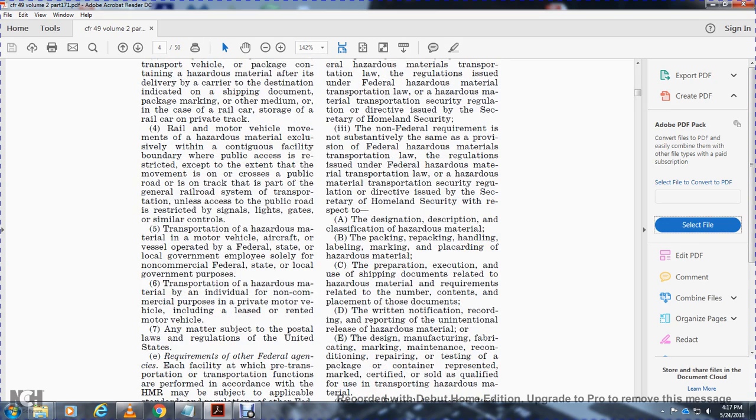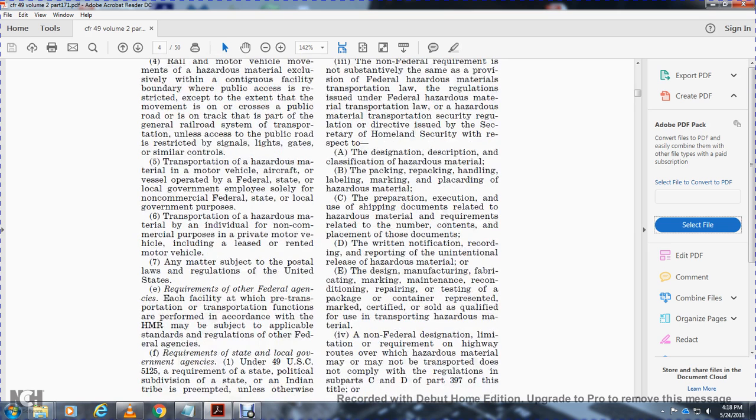Transportation of hazardous material in motor vehicles, aircraft, and vessels operated by federal, state, or local government employees solely for non-commercial federal, state, and local government purposes. The transportation of hazardous material by an individual for non-commercial purposes in a private motor vehicle, including a leased or rented motor vehicle. Any matter subject to the postal laws and regulations of the United States, or required by a federal agency. Each facility performing pre-transportation functions in accordance with the hazardous material regulations is subject to the applicable standards and regulations of the federal agency.